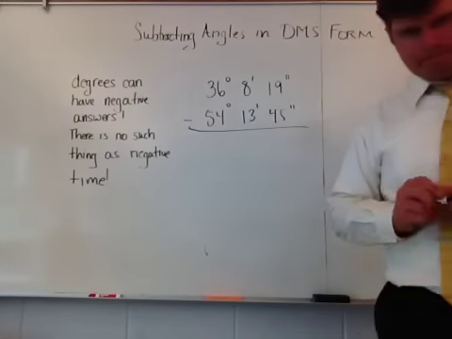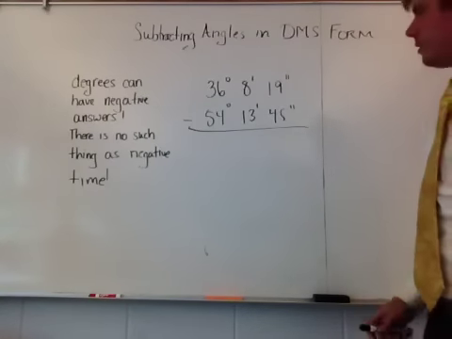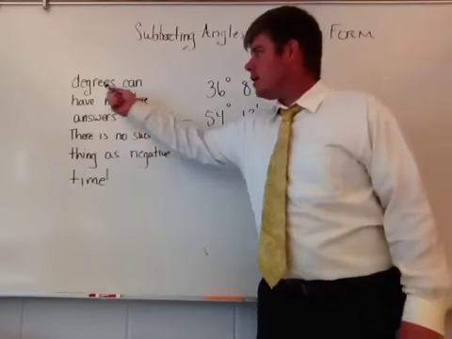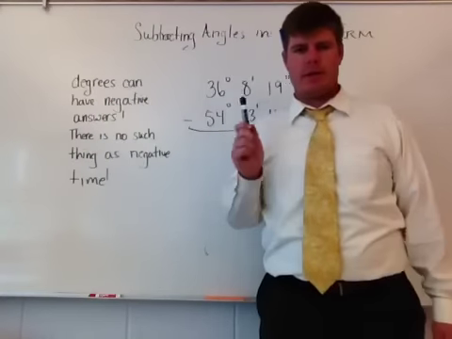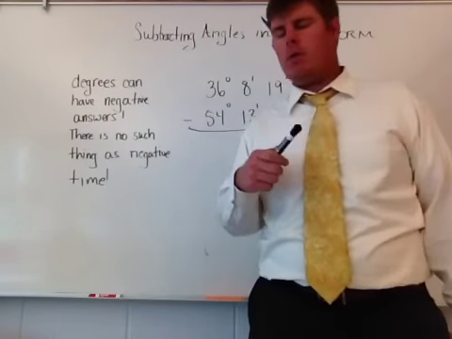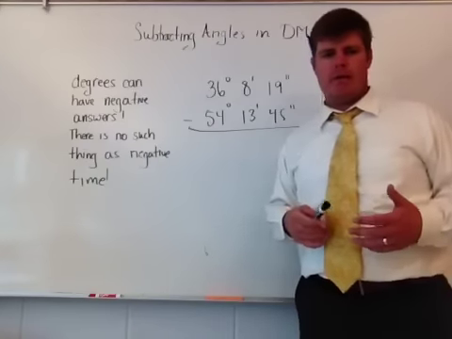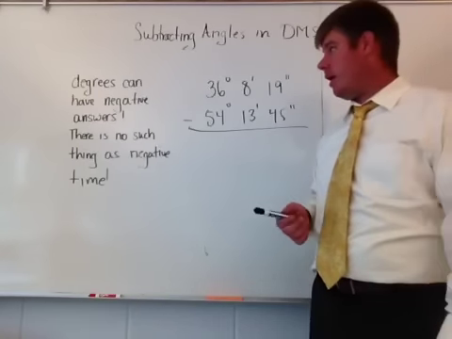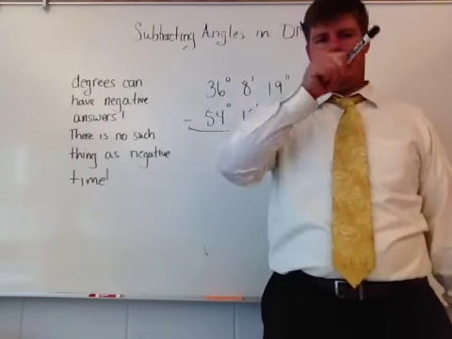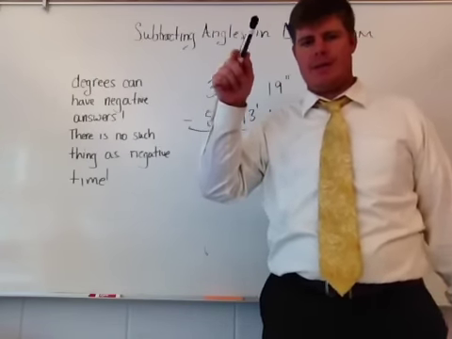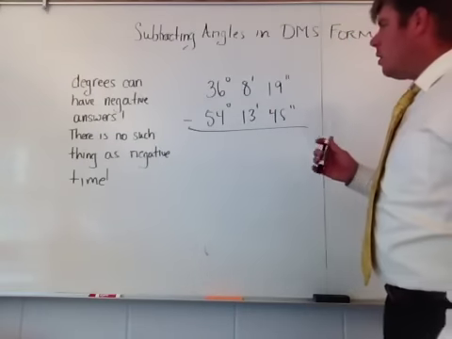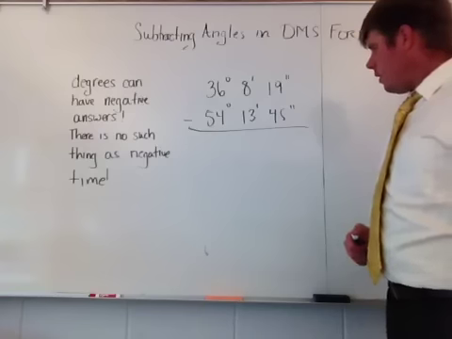Okay, so now what we're going to talk about here is what happens if they're all bigger than up there. The thing that I want to talk about here is degrees can have negative answers, because a negative degree just talks about the rotation around a circle. In my class we have talked about that, that when you have a positive angle, it's rotating counterclockwise, and when you have a negative angle, it's rotating clockwise from the x-axis. So here we go.